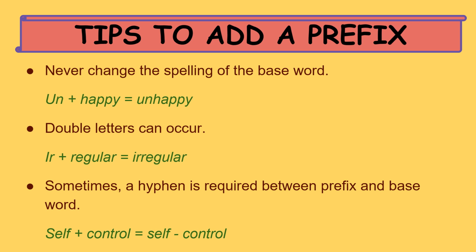Third, sometimes a hyphen is required between prefix and a base word. There are some chances that prefix cannot be added directly to the base word, and to add a prefix to that word, we can use a hyphen punctuation between them. For example, when we add self with control, it becomes self-control. But it will not give you one word. There will be a hyphen between this prefix and the base word.